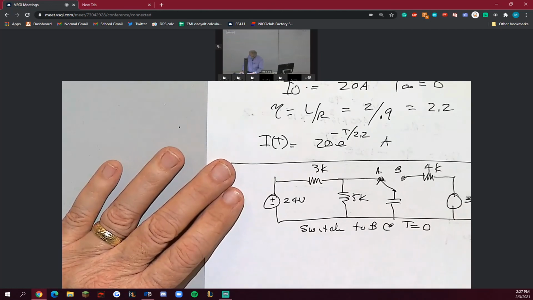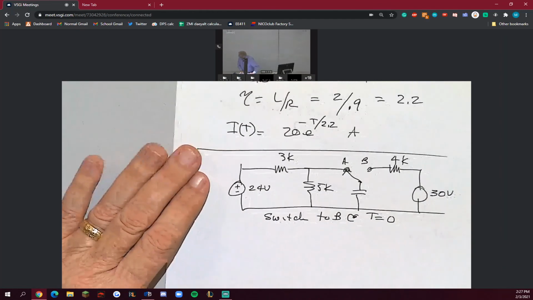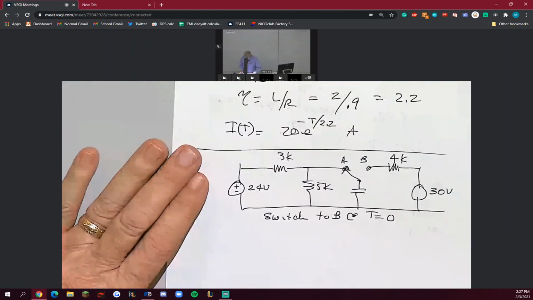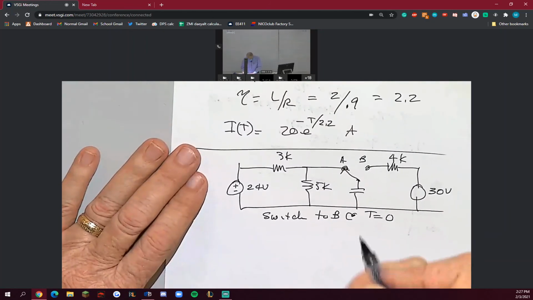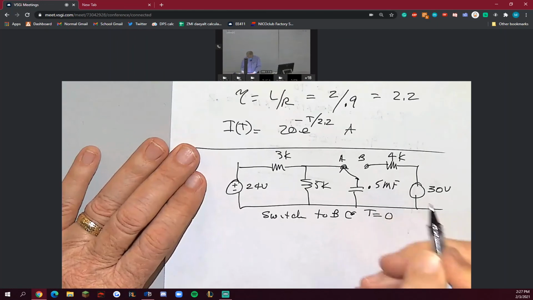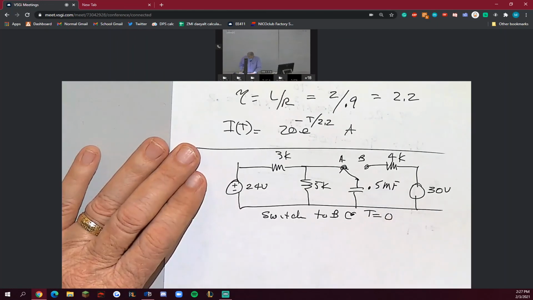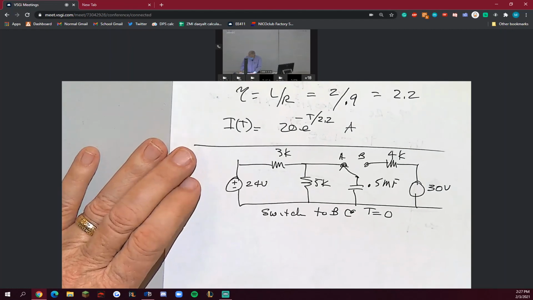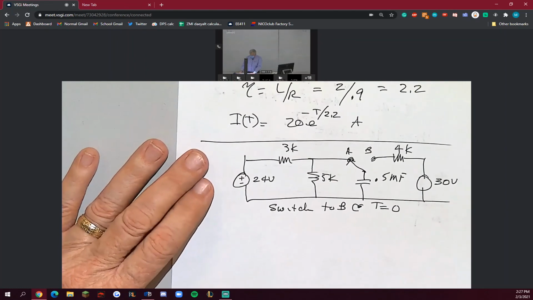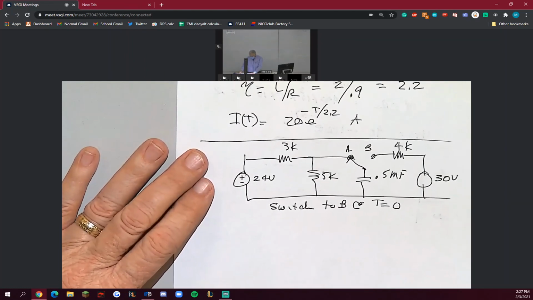Okay, we've got 24 volts, 3K resistor, and a 5K resistor. There's a capacitor in the, oh, this is 0.5 millifarads. And the switch, and then the other side is, once the switch has flipped, we've got a 4K and a 30 volt source. Okay, so we can look at it, and we need to find V0.